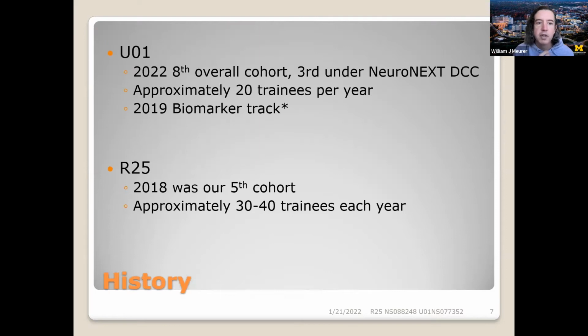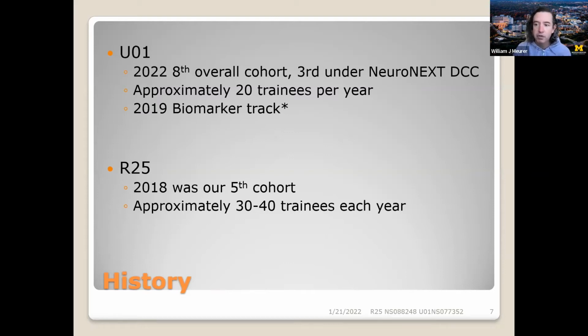All right, you can go to the next one. So we've been very fortunate to be funded by NINDS. Initially, we were through an R25 mechanism, although this is dissimilar from the R25 mechanisms that some of your local institutions may have that are focused on a specific individual, usually in residency, to develop them in research.